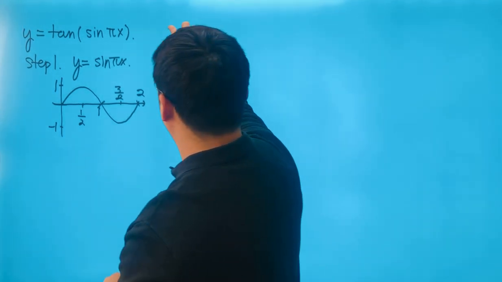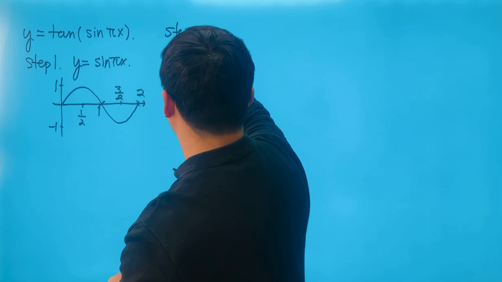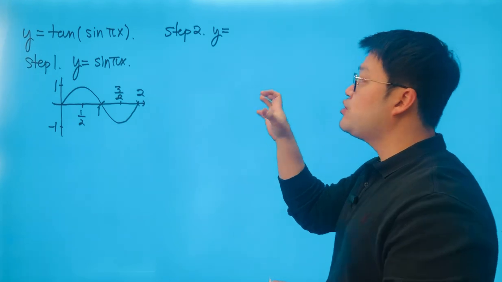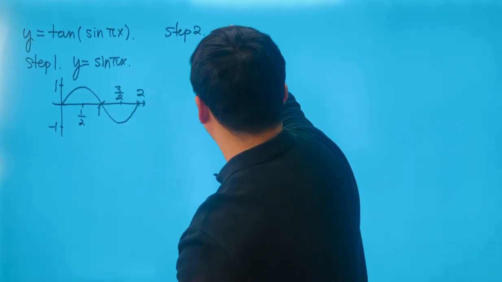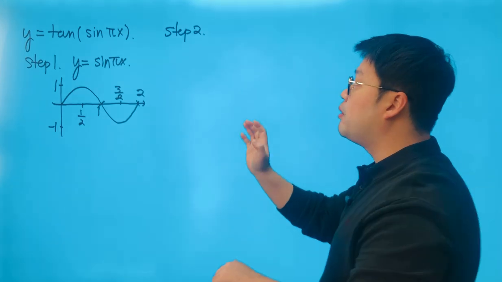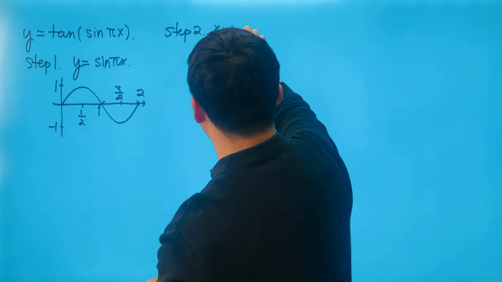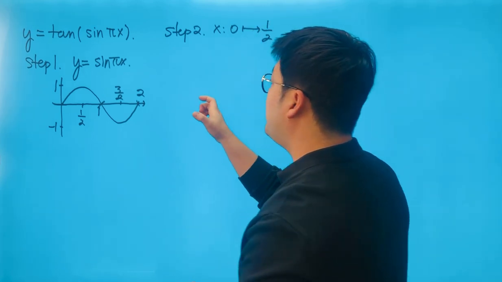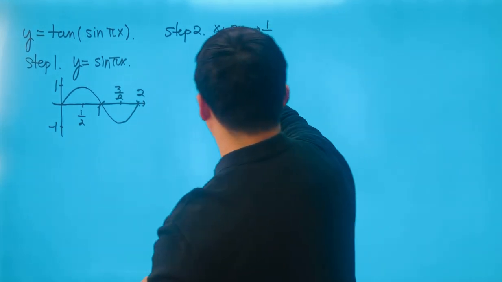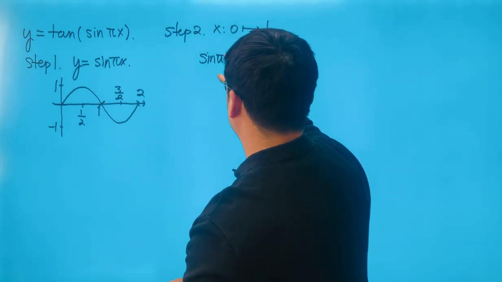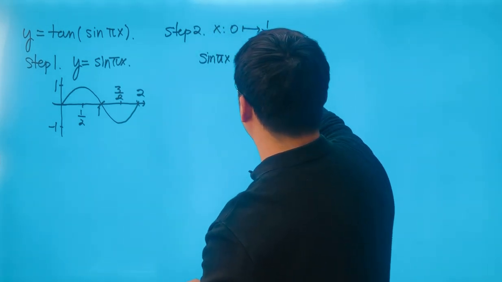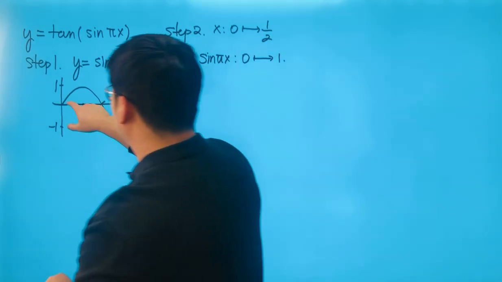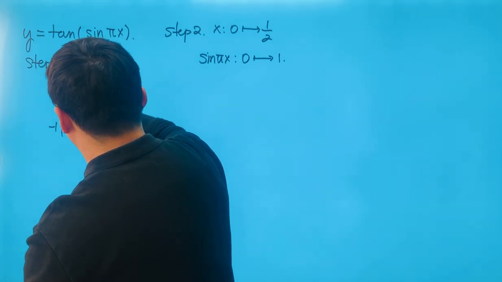Now, step number 2. What will happen? We need to find y equals tangent of sine pi x. First, let's investigate one small portion at a time. If x is moving from 0 to 1/2, what do you know about sine pi x? It moves from 0 to 1, but a little bit faster than the linear speed.